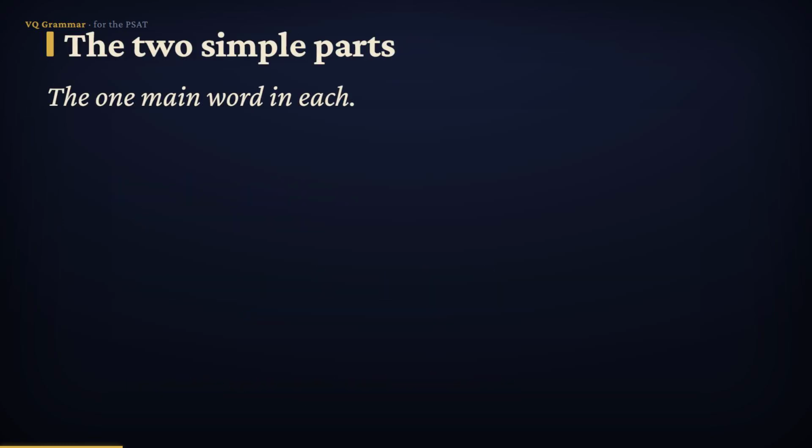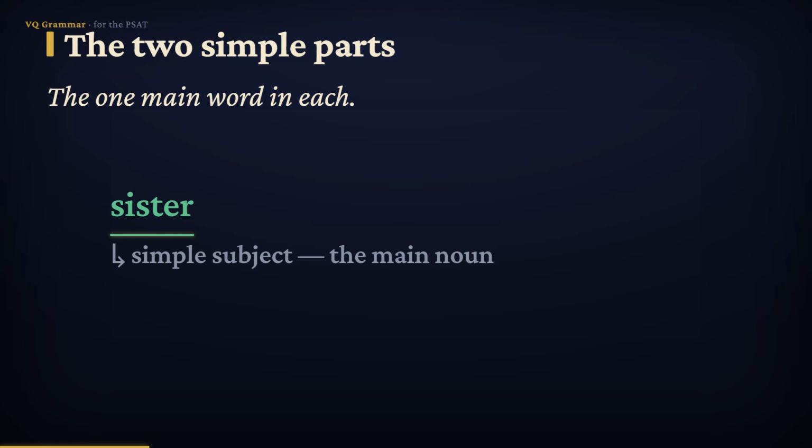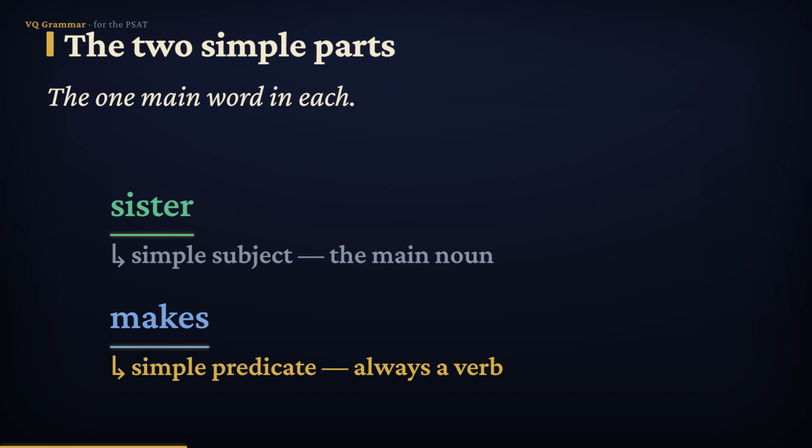Now zoom in. Inside each side, there is one main word that carries it. Inside the complete subject, the simple subject is the main noun or pronoun. Here, that's sister, the word the whole subject is built around. Inside the complete predicate, the simple predicate is the main word too. And here's the key fact. The simple predicate is always a verb, a word of action or being. Here, that's makes. Sister makes, the bare bones of the sentence.